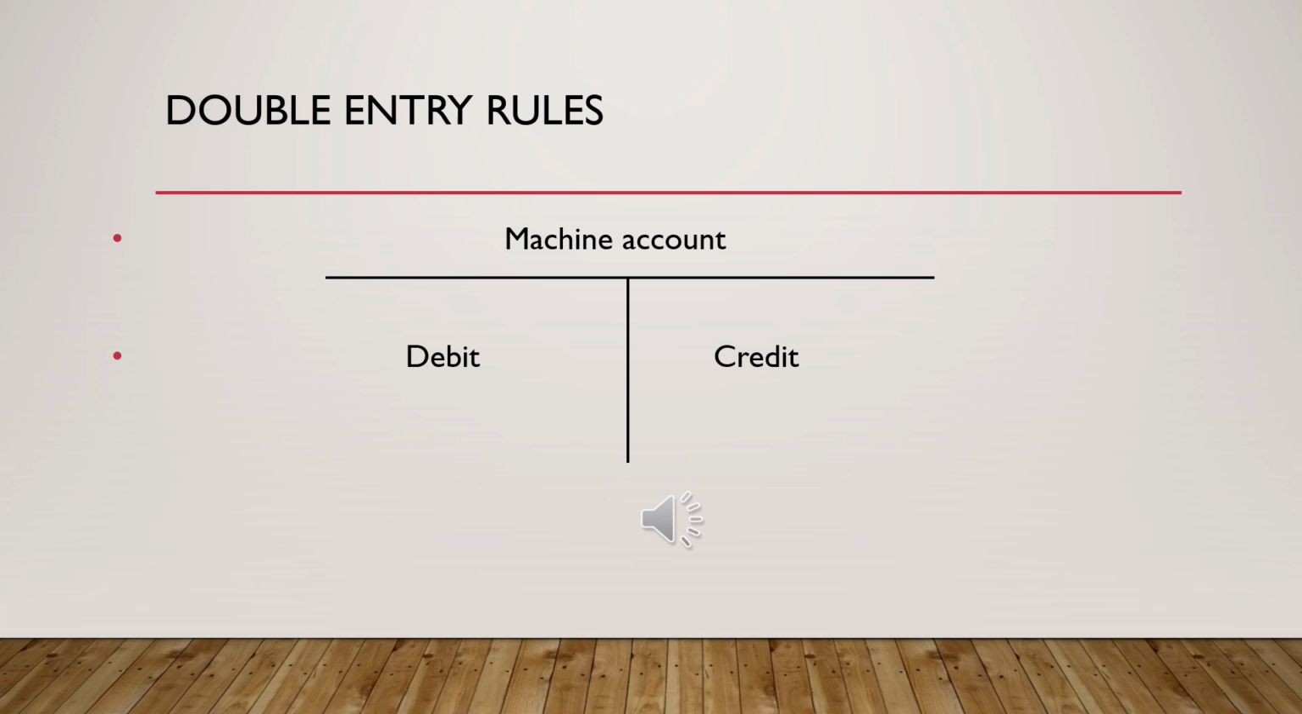Okay, let's say this is a machine account. Each account must have its own name, for example, machine account, cash account, etc. In the account itself there should be a debit side and a credit side. So there is no need to state right side or left side. It is represented by the debit side and also the credit side.